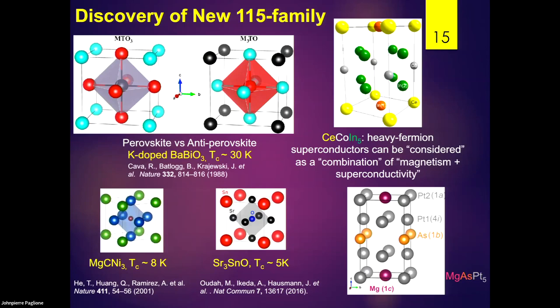So the first thing we tried, to see if we could see superconductivity, was the non-rare-earth one, MgAsPt5. And we didn't see superconductivity above 1.8 Kelvin.